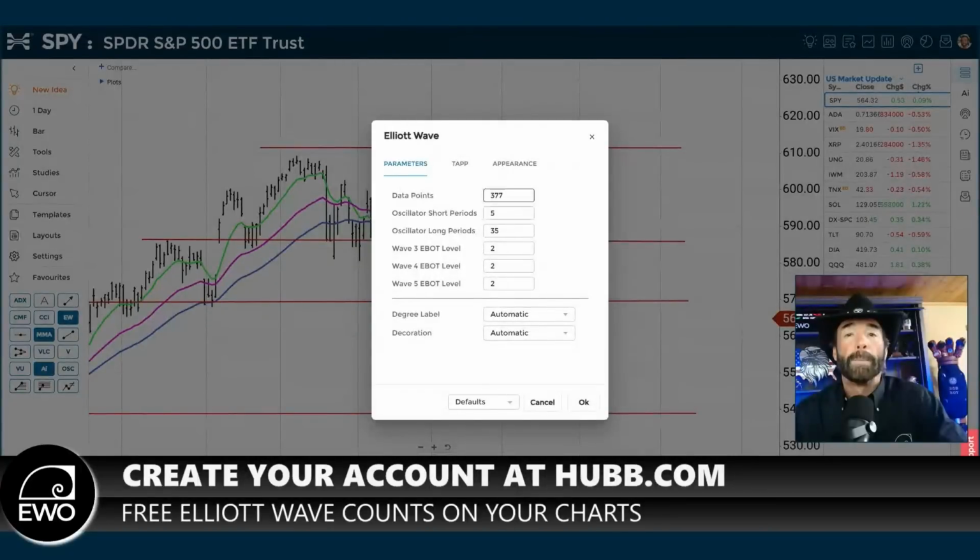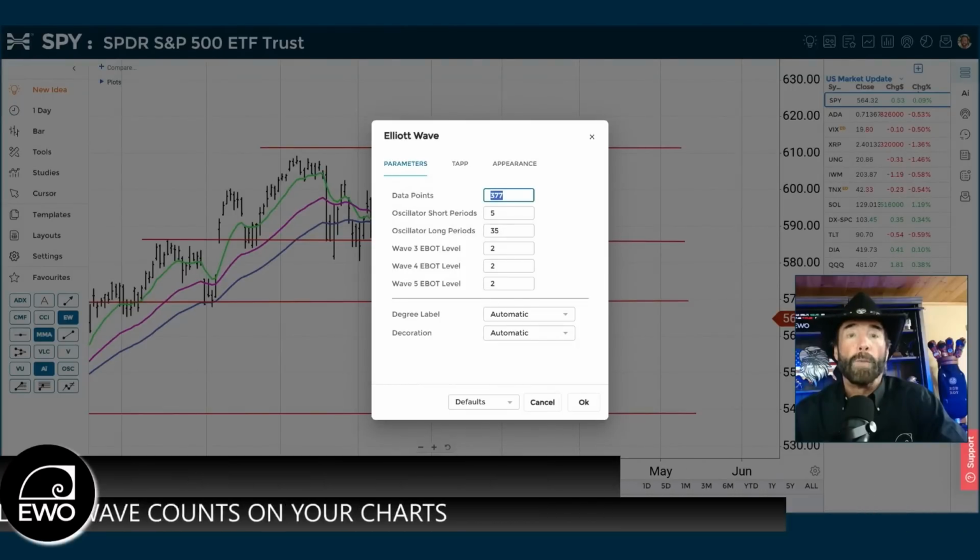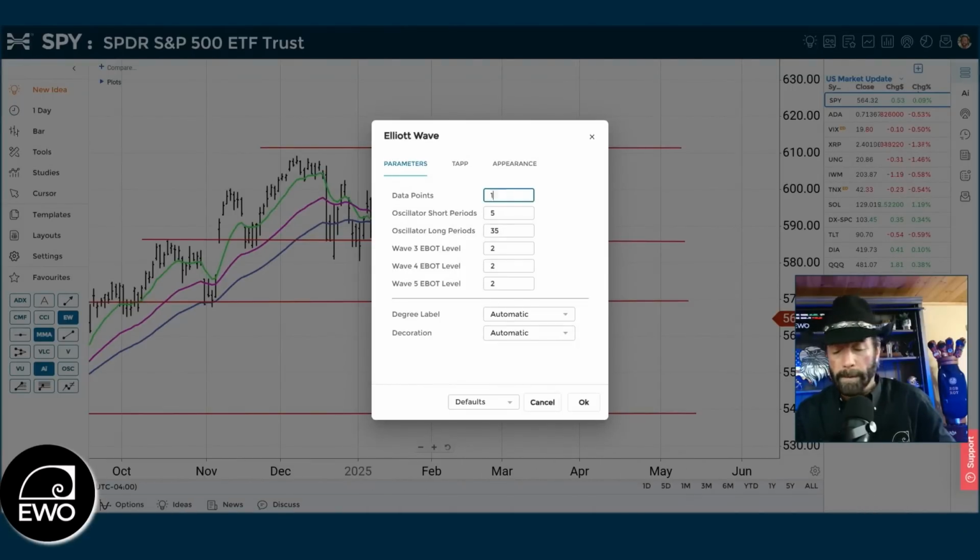Like I have the data point set at 377. So on an end of the day chart, it's 377 days. But you can make it shorter. And if you're wondering why 377, well, it's in the Fibonacci summation series. The summation series is 1, 1, 2, 3, 5, 8, 13, 21, etc. Basically, you add the previous two numbers, it gives you the next, hence the name summation series.